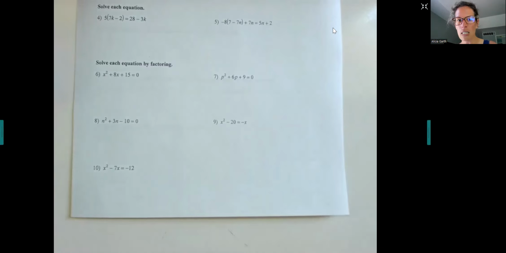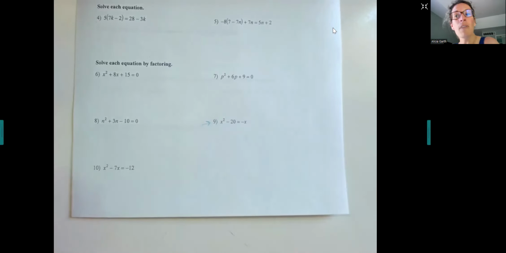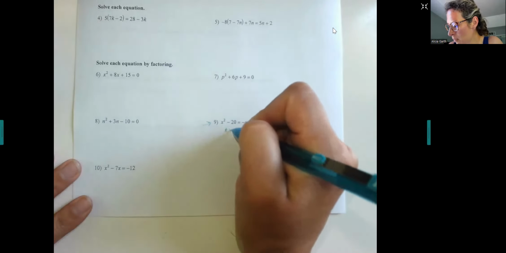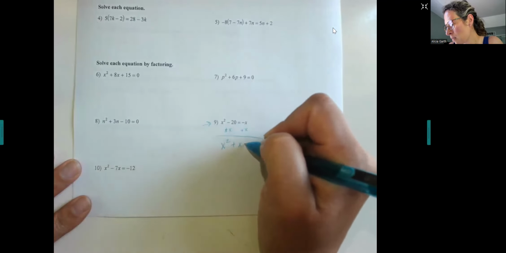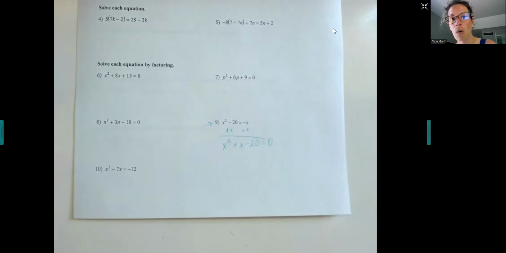We're going to look at number 9. It's the hardest. Number 10, a lot like it. So we're doing number 9 together. We first need it to be equal to 0, which means I'm going to add x to both sides of my equation, so that I end up with x squared plus x minus 20 is equal to 0. We need it equal to 0. We cannot solve it until it's equal to 0.